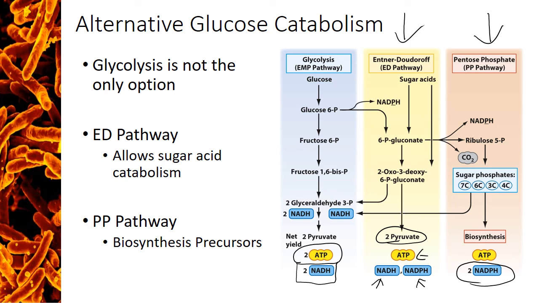In the next video, we're going to continue with chemoorganotroph metabolism, starting from the pyruvate that we have now formed from glucose.